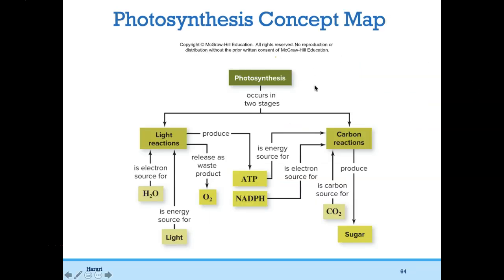And to summarize, we said photosynthesis occurs in two stages: the light reactions and the carbon reactions. Light is the energy source for the light reactions. Water is the electron source for the light reactions. And the light reactions end up producing ATP and NADPH, while O2 is released as a waste product of the light reactions. The ATP and NADPH produced from the light reactions goes into the carbon reactions. So the ATP is an energy source, NADPH is an electron source for the carbon reactions, which use CO2 to produce sugar.